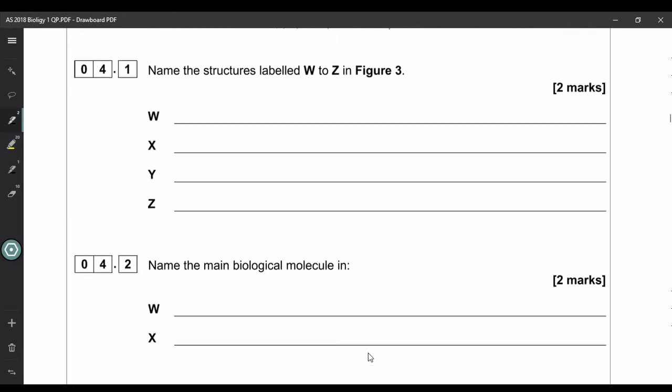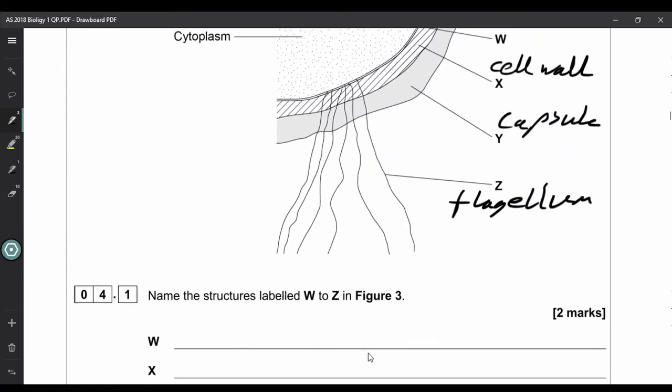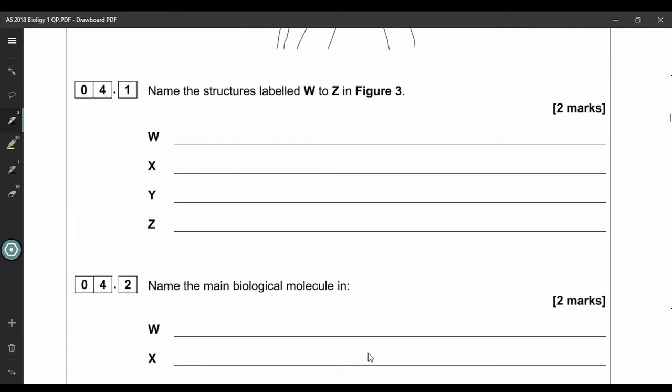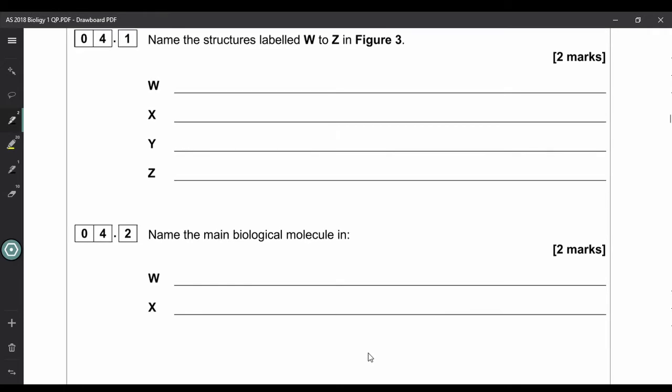so then part 2 was name the main biological molecule in W and X. So W was the cell membrane and X was the cell wall. So W, the main constituent of cell membranes, are phospholipids.